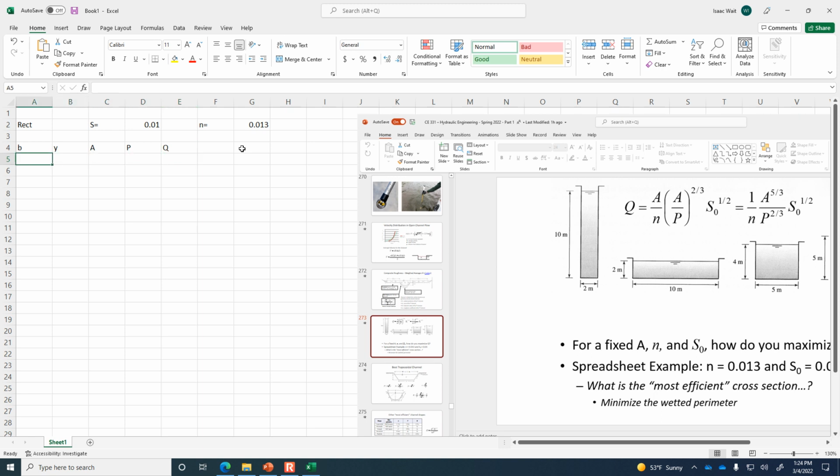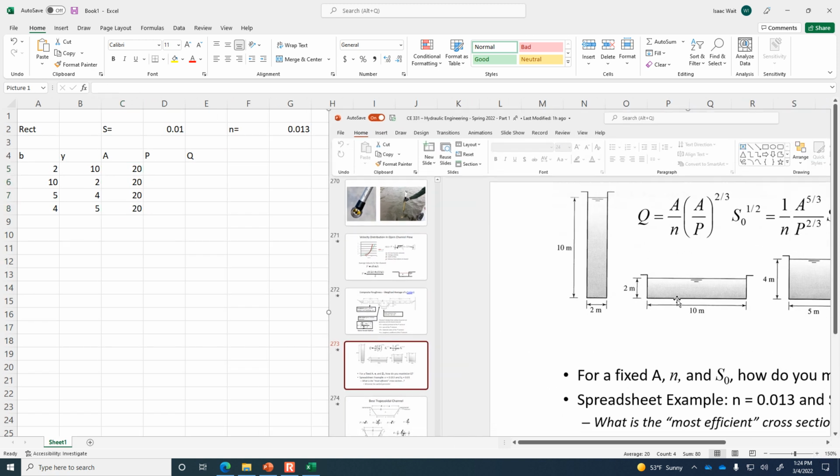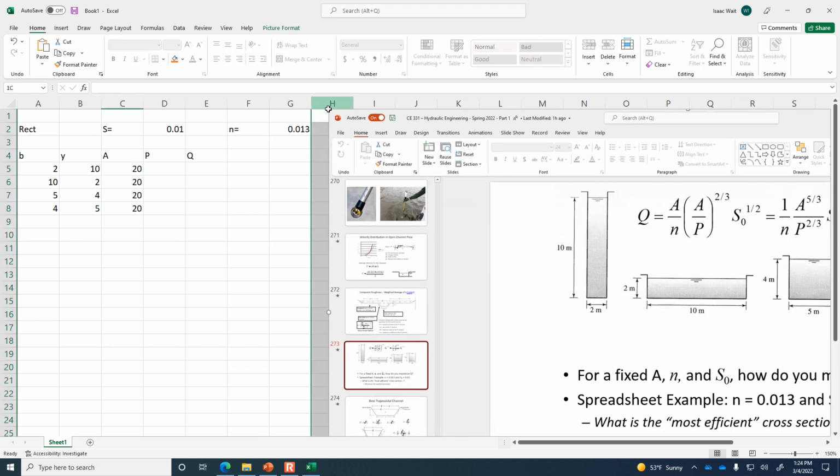All right, so there's a 2 meter width, there's a 10 meter width, there was one that's 5 and 4. Okay, so we had a depth of 10, a depth of 2, a depth of 4, and a depth of 5. So each of these is going to have the same area. You'd see it's 20 meters squared for all of them. So they share a common area, but they're not going to have the same flow capacity.